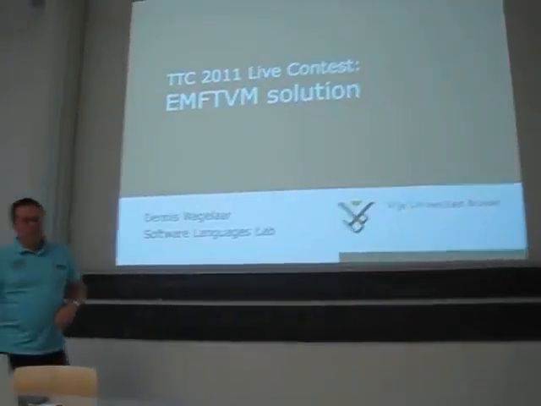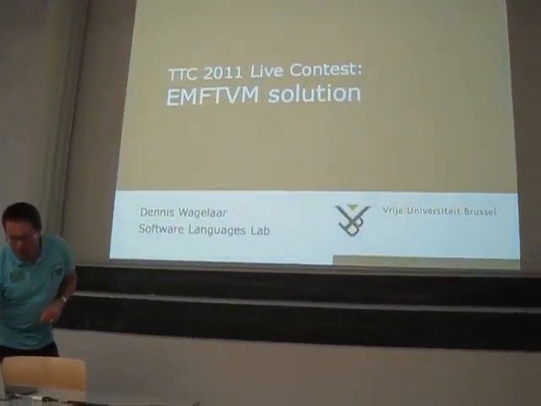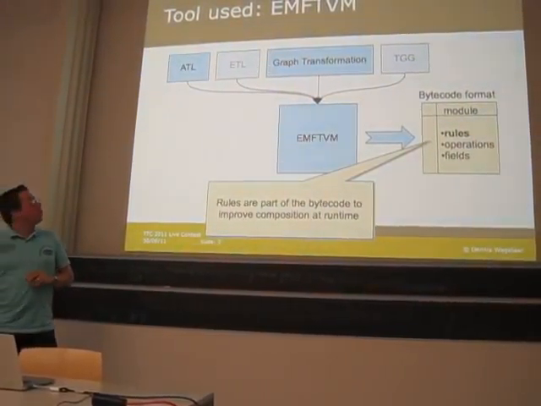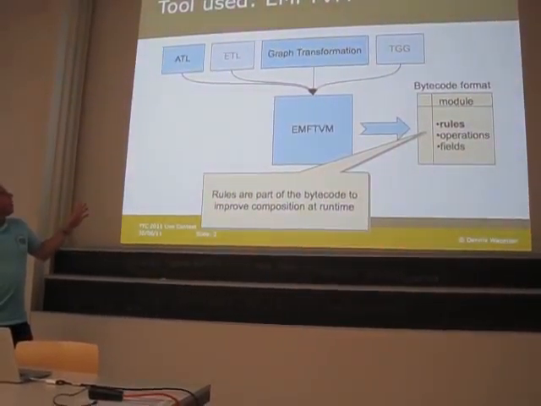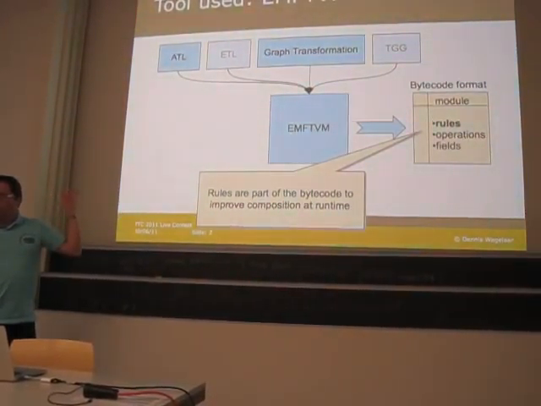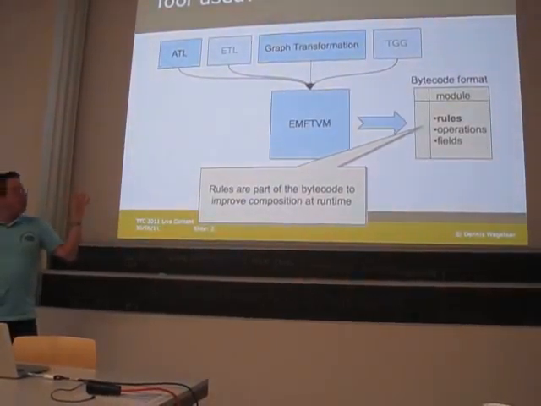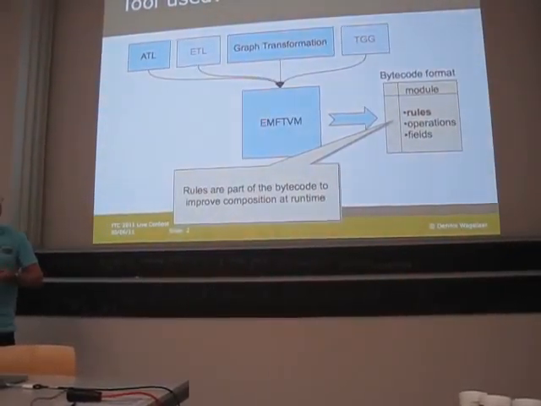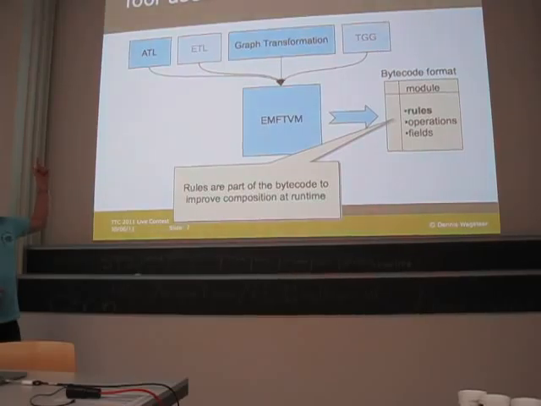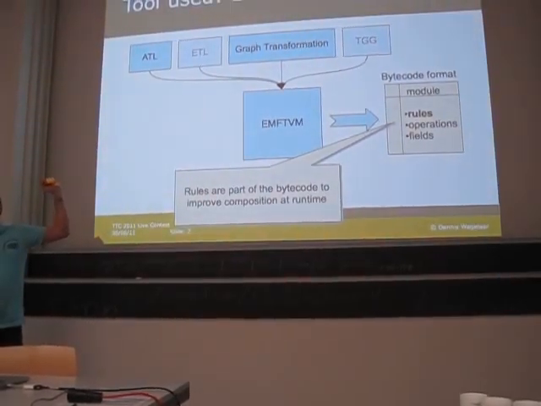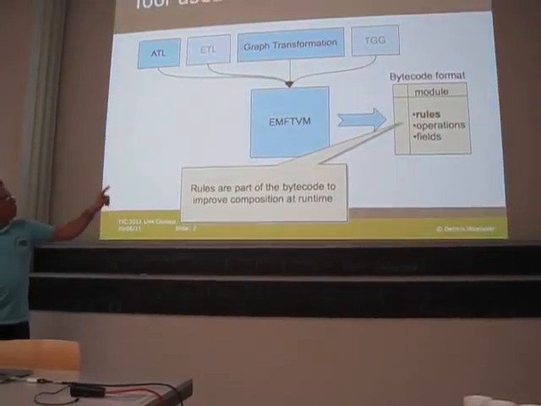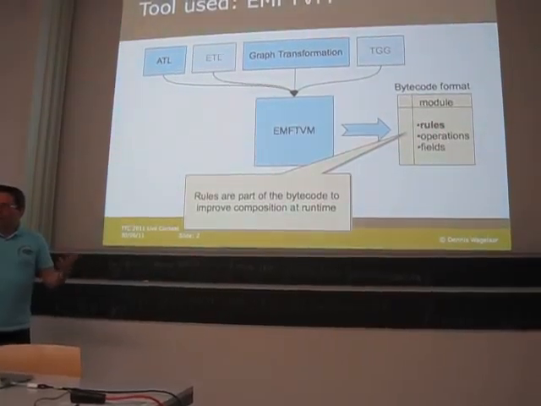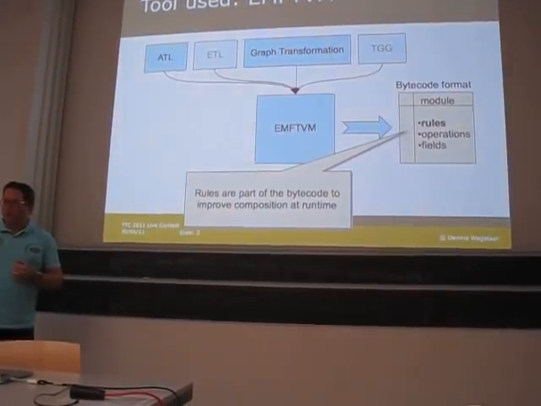So I'm going to present the solution in EMFTVM, and what I'm going to start off with is what EMFTVM is to begin with. It's a new tool, and basically the idea is that I'm able to compile multiple transformation languages that all have some sort of notion of rule into one VM, compose them and execute them within one session. So for now we have compiled ATL and a simple graph transformation language into this VM bytecode format. The bytecode format has rules in there explicitly, and then we can introspect on those rules and see if they can compose through inheritance or through overloading.